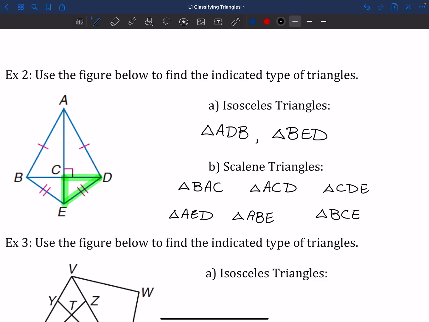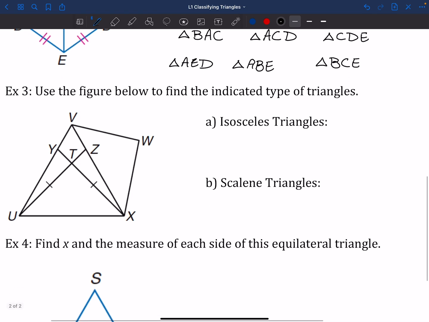If you're worried, like, oh my God, how am I supposed to figure out how many of them there are? It's not about finding every single last one. It's about knowing what we're looking for. So for isosceles, we had to find 2 side lengths that were the same. When we're talking about scalene, we need them to all be different. So if you can find a couple, that's all we're really going for. Don't stress out too much.